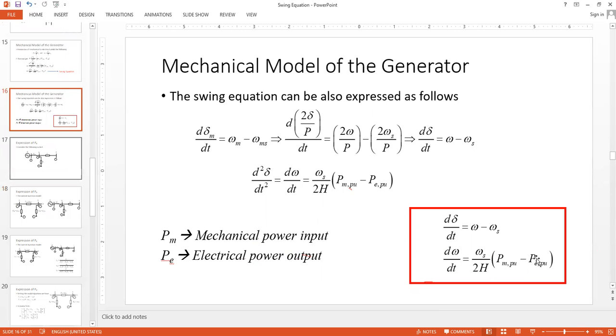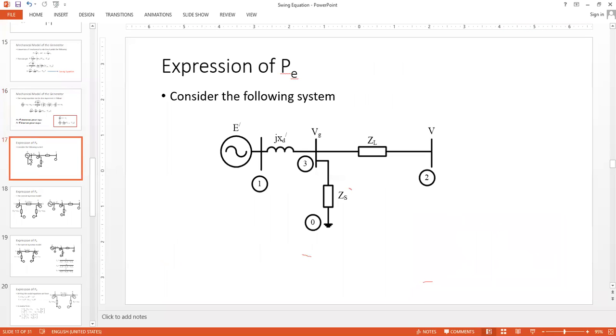So now let's try to look at this expression. What is Pe? Pe is the generated electrical output power, right? Pm, what is Pm? Pm is the mechanical input power. From where do you get Pm? As I discussed in the first class, Pm could be obtained from any sort of turbine mechanism, turbine governor mechanism. So for the time being we are interested in Pe. Okay, so let's see how you get the expression of Pe.